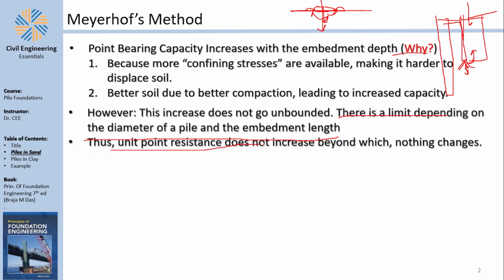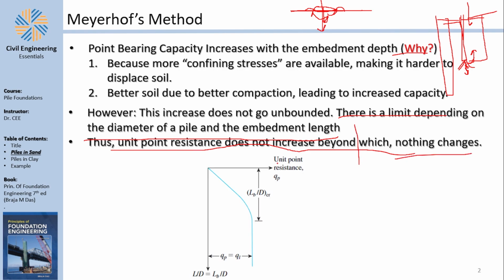So this unit point resistance doesn't increase beyond a certain limit, and after that limit, nothing changes. Now, this limit is given in the books and various references. You can see that the bearing capacity increases to a limit and then just moves on down. This awkward behavior has been confirmed by tests on site, and I will show you the tests during this lecture.